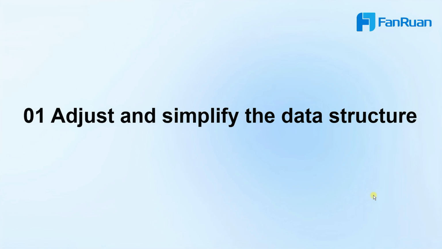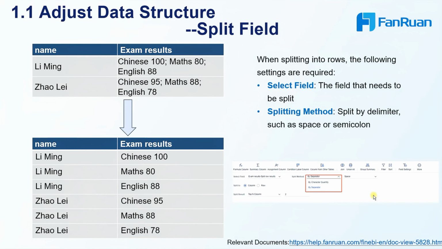Now, let's get back to the course and introduce some commonly used functions in adjusting and simplifying data structures. The first part is adjusting the data structure. Common tasks include splitting rows and columns, and row-column transformations. Let's look at this exam result scenario. We can see that the exam scores are divided into subjects like Chinese, Math, and English, but they are stored in one single field, which obviously doesn't meet my analytical needs.